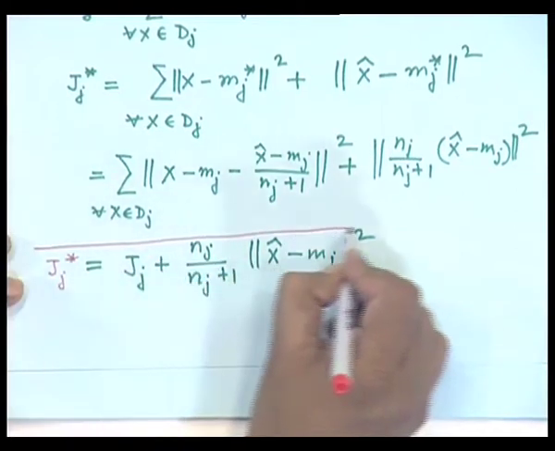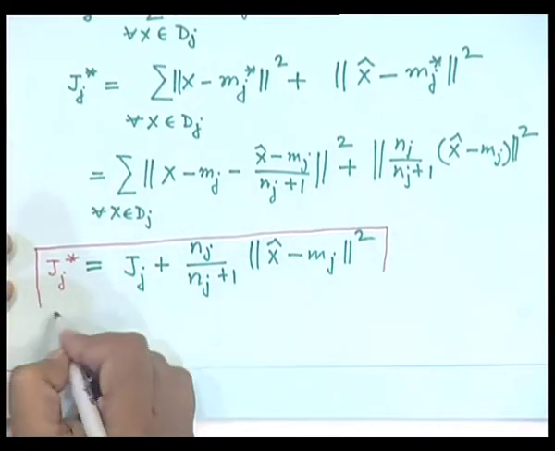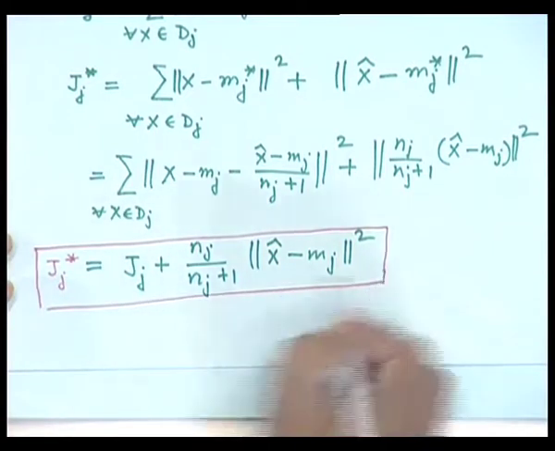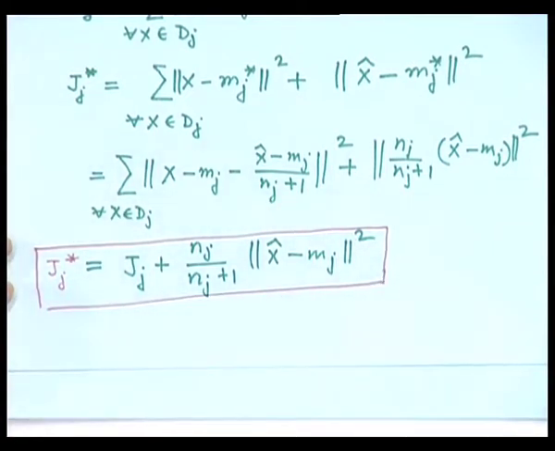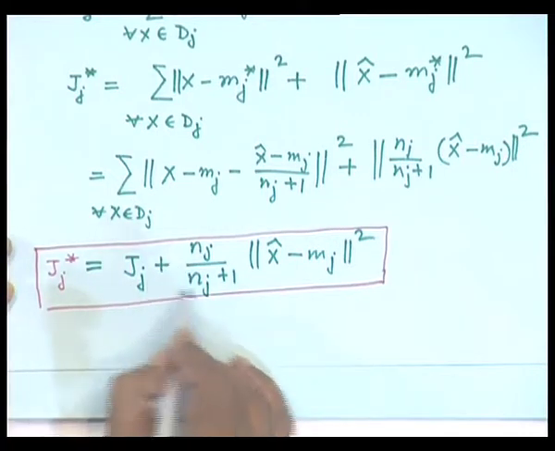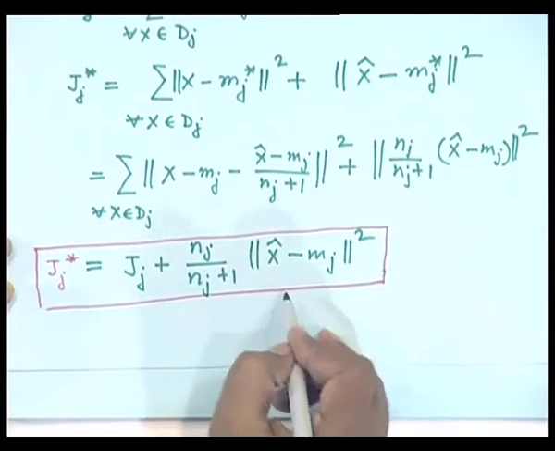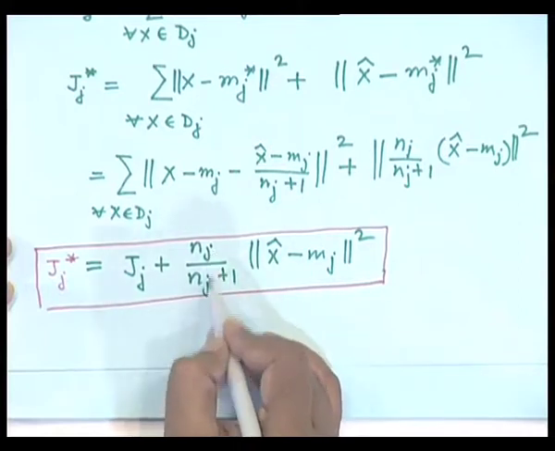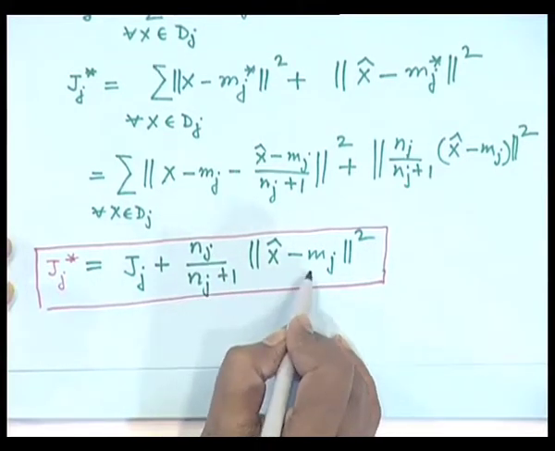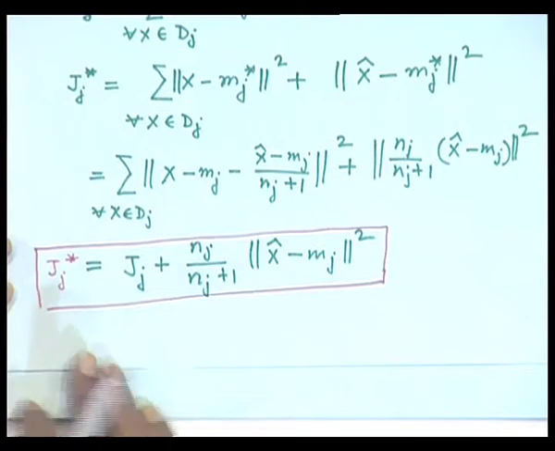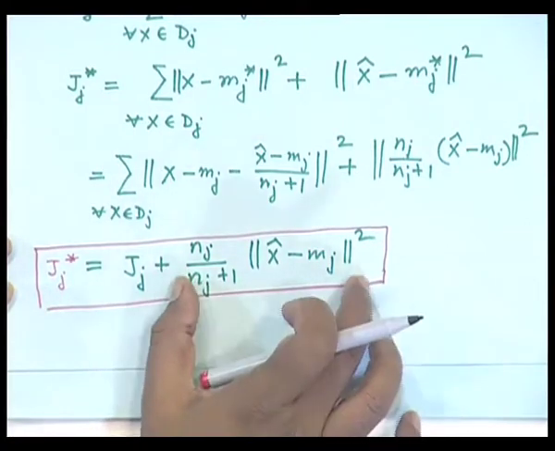So, for the jth cluster where I have pushed this feature vector x hat, there the total error has been increased by the amount n_j upon n_j plus 1 into ||x hat minus m_j||^2. This is the amount of increase in the error in the jth cluster.